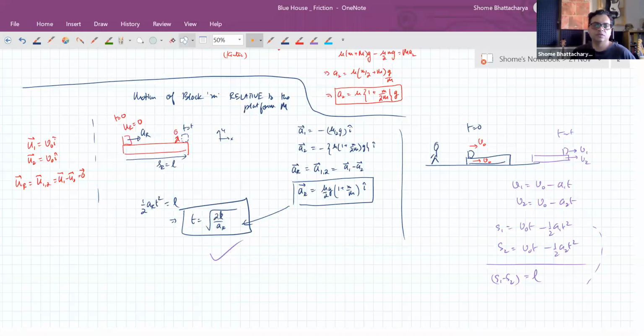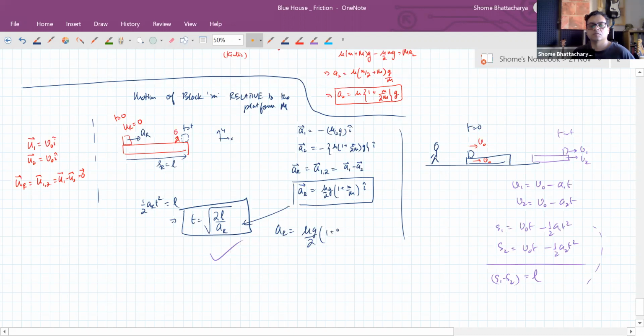But it's easier to solve this in the relative motion frame, where this becomes square root of 2L by A relative. Now you substitute the value of A relative. Just the magnitude of A relative that you have to substitute. Substitute this here.